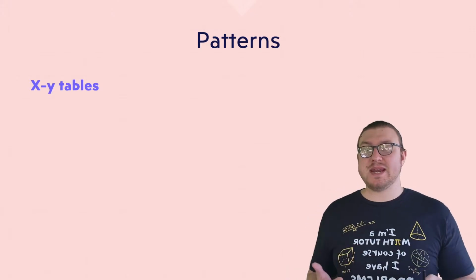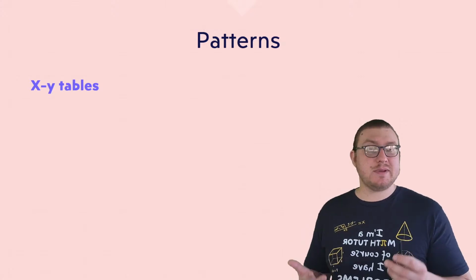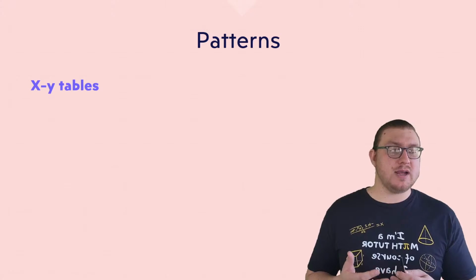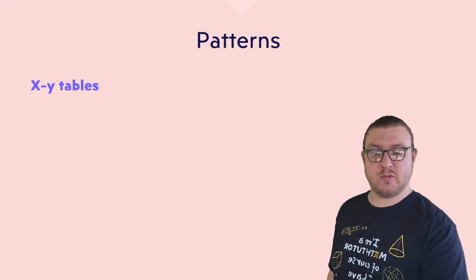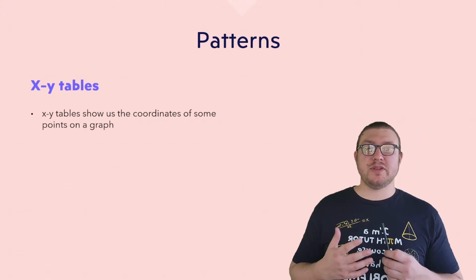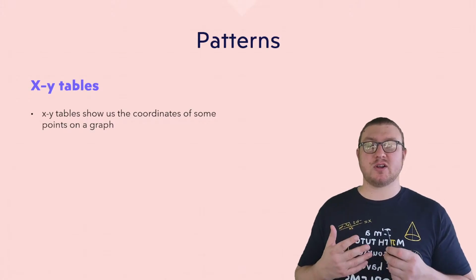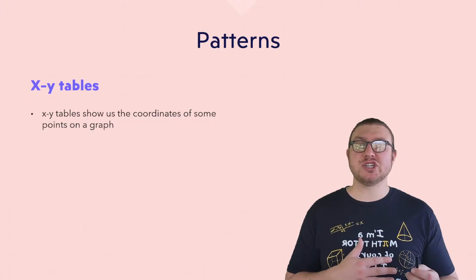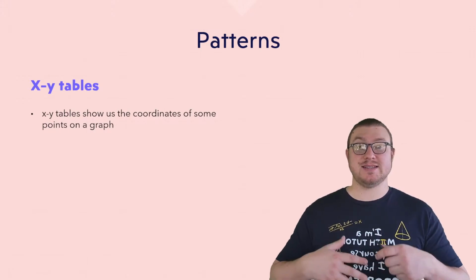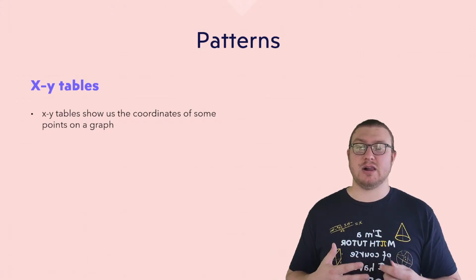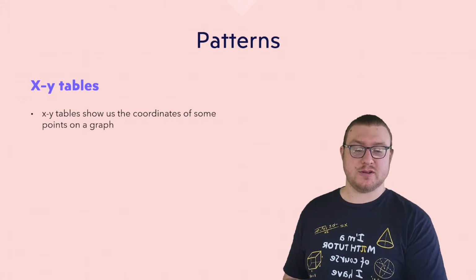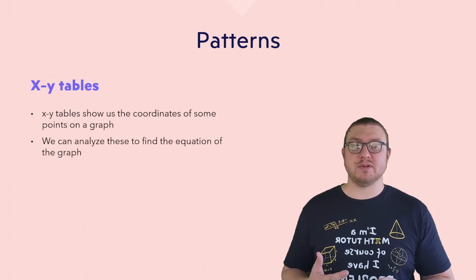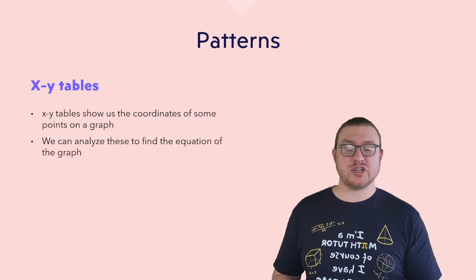Patterns can be in any form. It can be a straight line, it can be a quadratic like we've just discussed. So what we really need to know is when is one of these one of the others. Well, the XY tables can show us the coordinates of all the points of a graph. So the relationship between X and Y is hidden in the table itself. We just need to work it out. So by analyzing these tables, we can figure out what the equation of the graph is.